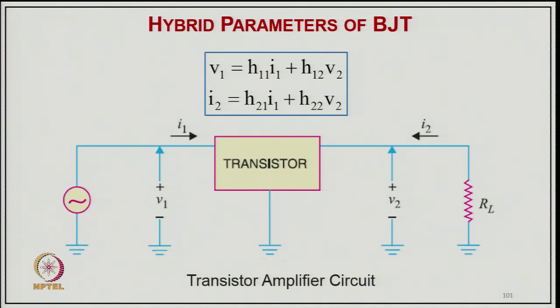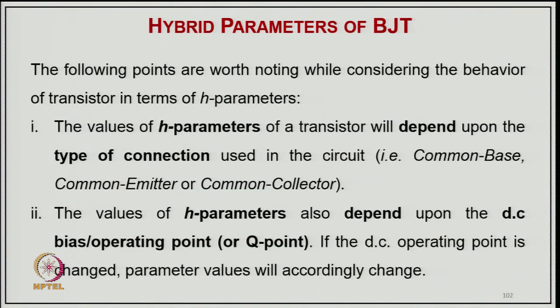This is V2, the output voltage, this is the input voltage, this is the input current, this is the output current, and this transistor is analyzed with these H parameters. Now, we can look into how these H parameters play an important role. So, the following points are worth noting by considering the behavior of a transistor in terms of H parameters.